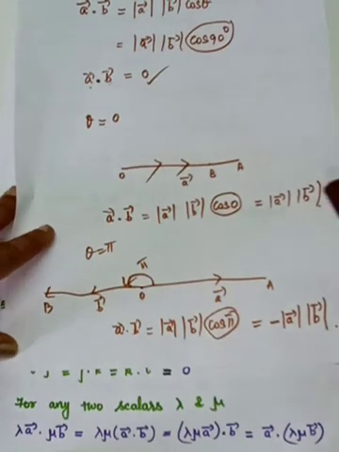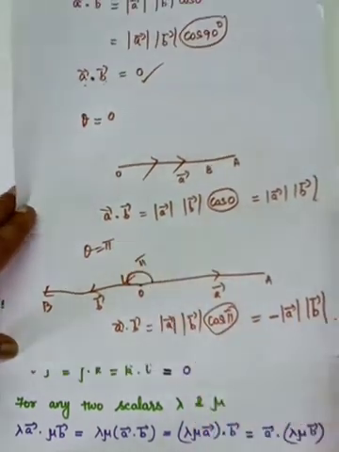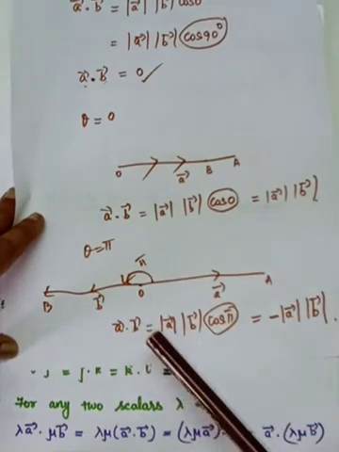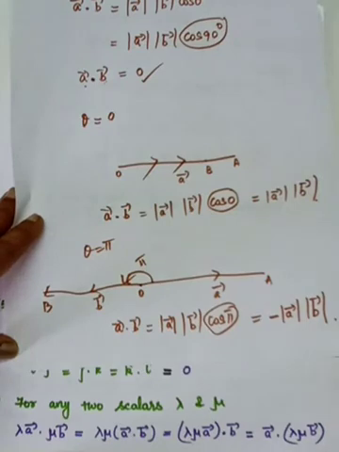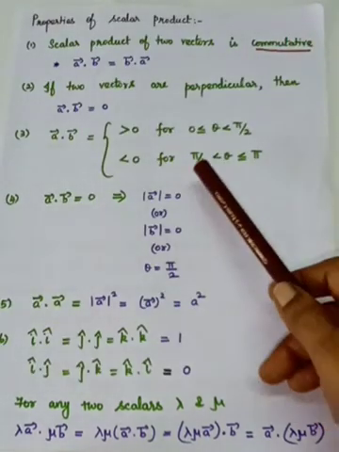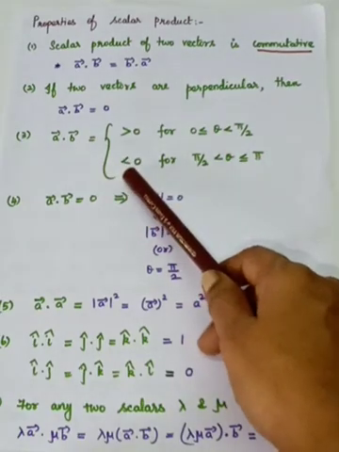So theta lies in the first quadrant means your scalar triple product is positive. If it lies in the second quadrant, pi by 2 is not included, pi by 2 less than theta less than or equal to pi, it is negative.